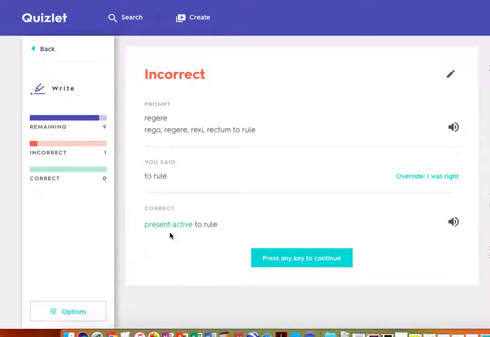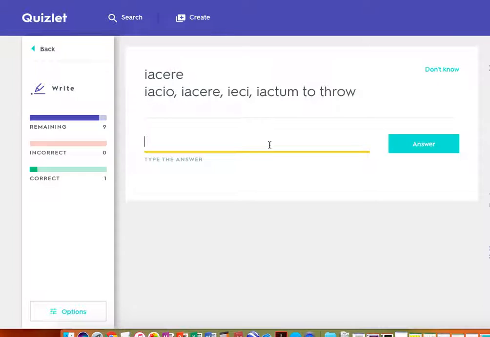I didn't read my own instructions. It says that I was supposed to actually write the name of the infinitive. I will do that the next time. So I will override this and say that I was right.